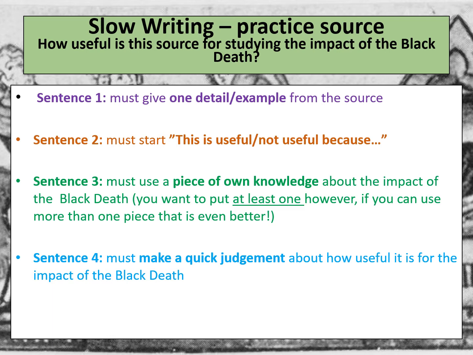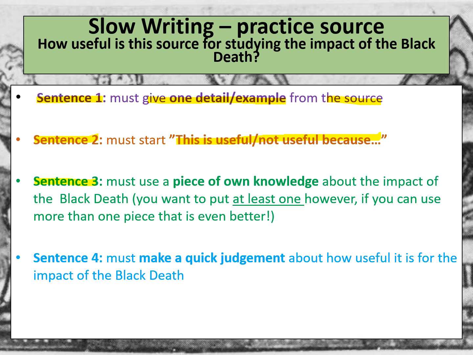I will now break down what I mean with these sentences. For example, sentence number 1, you must give one detail and example from the source. What this means is you need to pick out a phrase from the source and write it in your paragraph, explaining what it means. Sentence 2, you must start the sentence with this is useful/not useful because. This is where you are summing up, is the source useful or not in studying the impact of the Black Death.